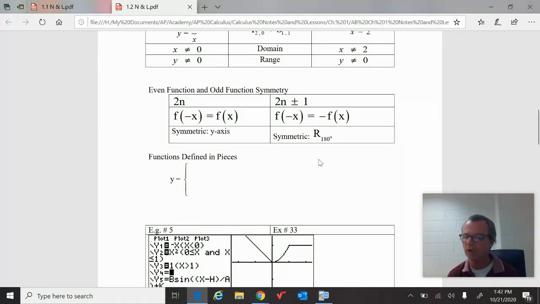So the most user-friendly odd function would be the power function y equals x cubed. So if you go 1 to the right for x cubed, that gives you a height of 1. If you go 1 to the left, negative 1 cubed gives you a height of negative 1.